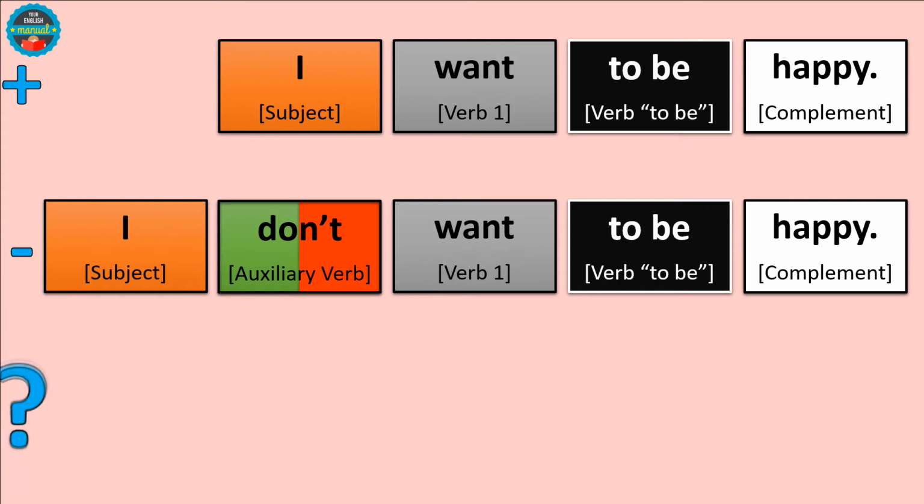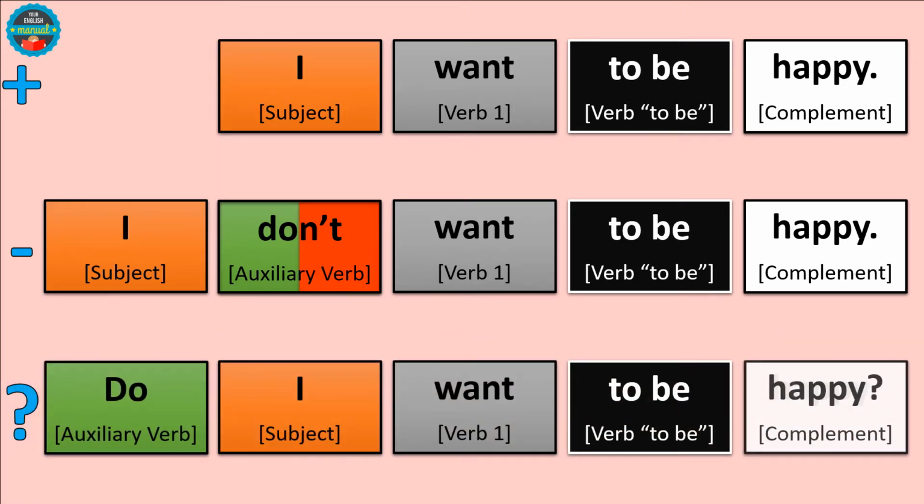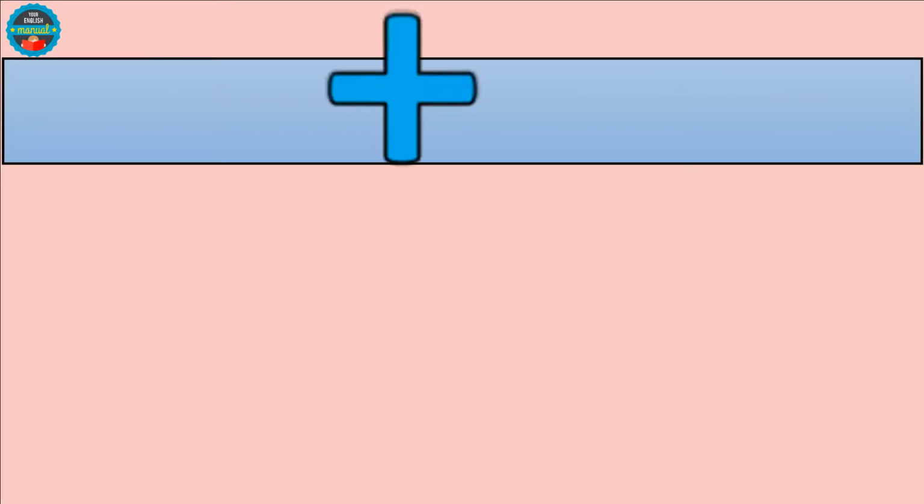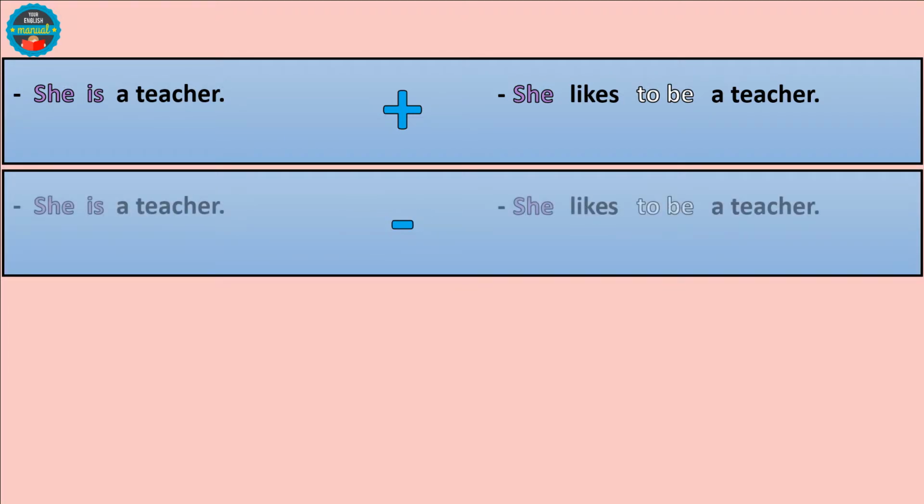And the interrogative is: do I want to be happy? See? Let's see other examples. Let's see the sentences: she is a teacher, and she likes to be a teacher. The negative of the first sentence is she is not a teacher, but the negative of the second one is she does not like to be a teacher.